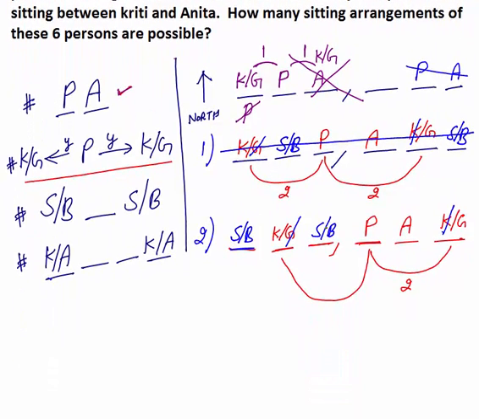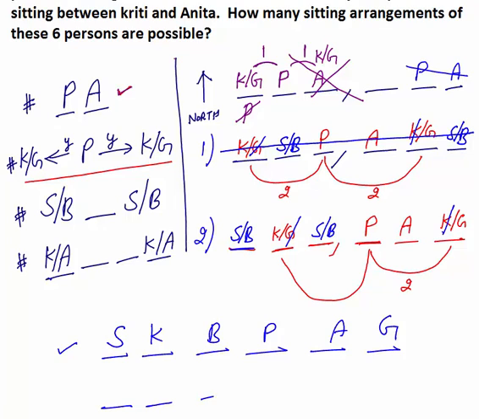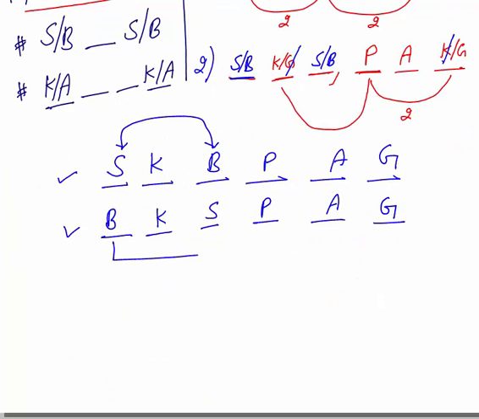Now what the question is saying, how many seating arrangements of these 6 persons are possible? So there are 2 arrangements that are possible. Now the first arrangement could be S at first position, then K, then B, P, A and G. This is the first arrangement possible. Or P, A, G are fixed, A, K is fixed. Now B could be here and S could be here. The shifting that can take place is between S and B. Either B is to the left of S or S is to the left of B. So the answer is 2 possible sitting arrangements of these 6 persons.